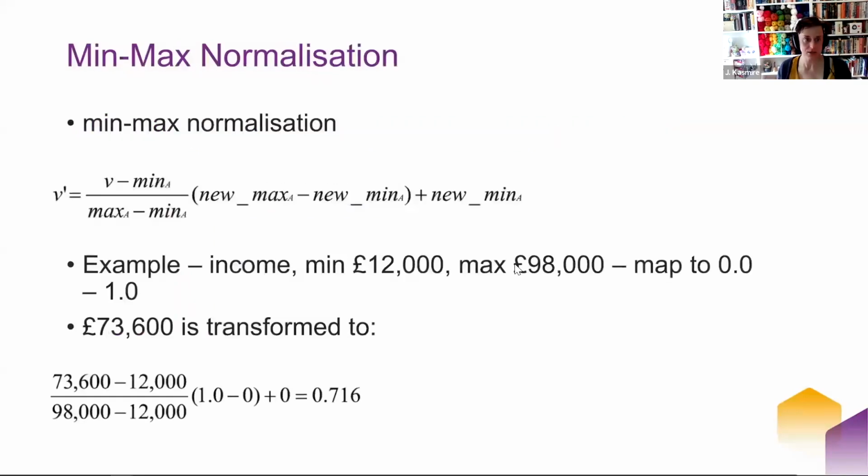Min-max normalization. We've probably all done this, but we know that if everyone in our survey has a minimum and a maximum salary, for example, and income, we don't necessarily want our scales to go from 0 to 8 million. That wouldn't be helpful. So we might transform 73,000, for example, into 0.716 based on the min, the max, all of these kinds of things.